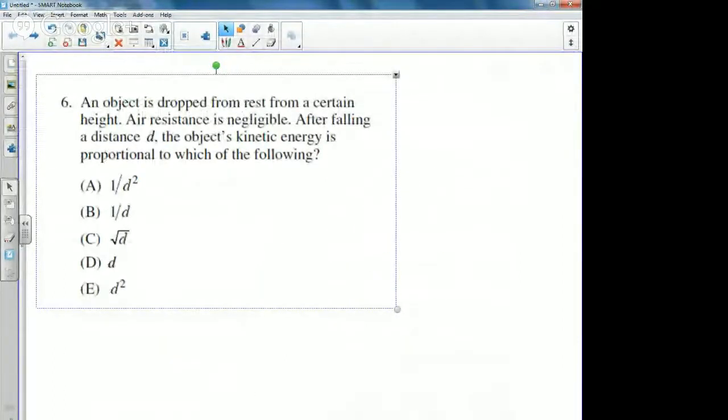Okay, so for number 6, an object is dropped from rest. Now, if you remember, I told you guys on your note cards you should write down specific notes as to how to approach these kinds of questions. And the fact is, every question is going to look a little bit different. Key words here are height and kinetic energy.